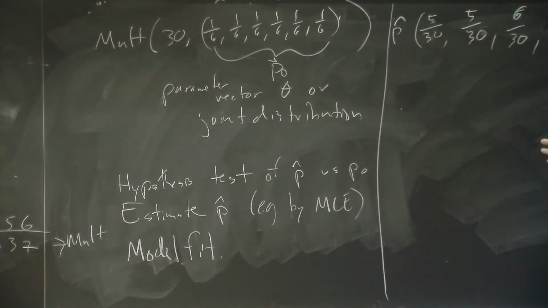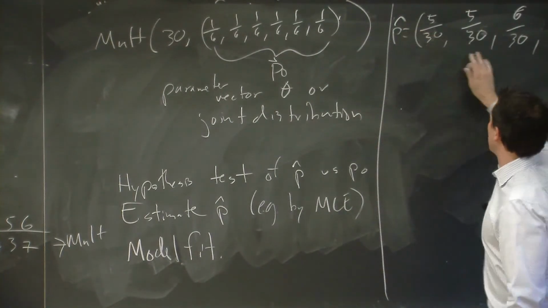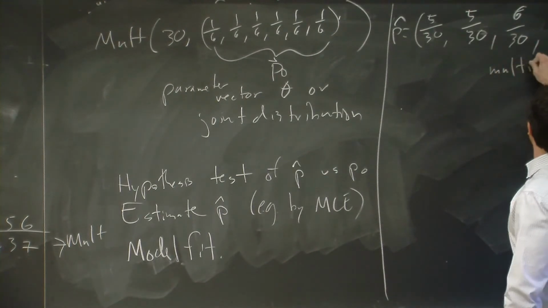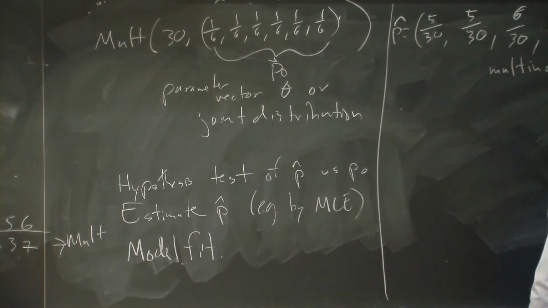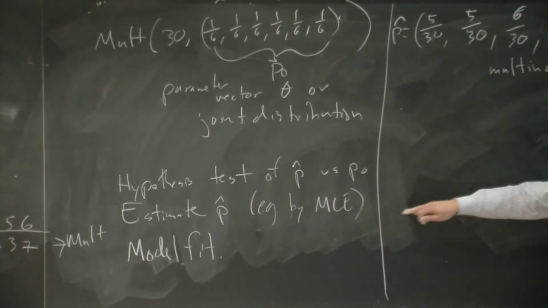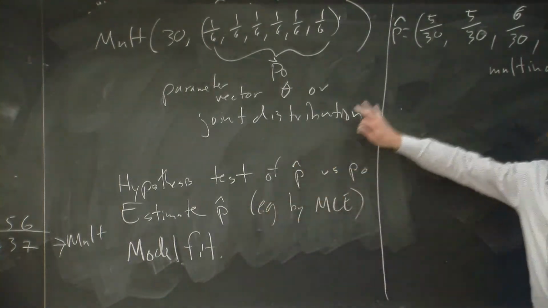And if I had seen a different outcome, I could construct a different p hat. So this is certainly a multinomial distribution, and it assigns a probability to each outcome, and they sum to 1. If I saw a different outcome, I could fit another multinomial distribution. So the model fit here is just not an issue. The model always fits.